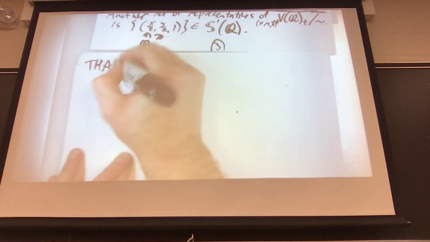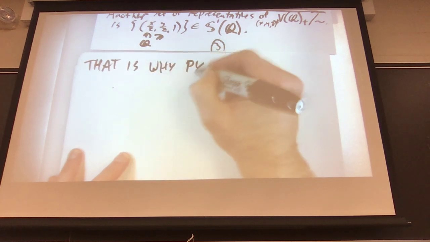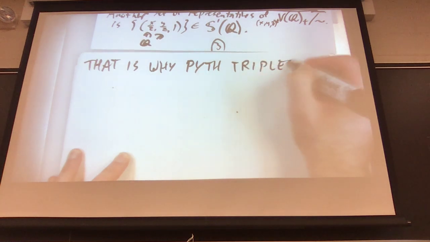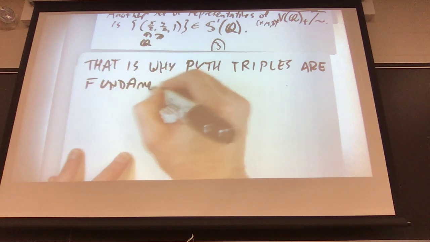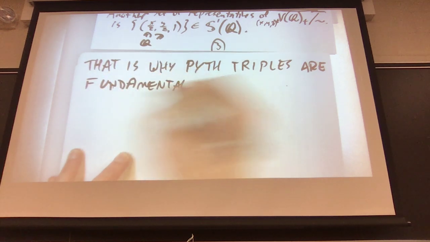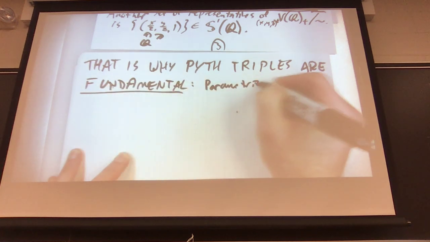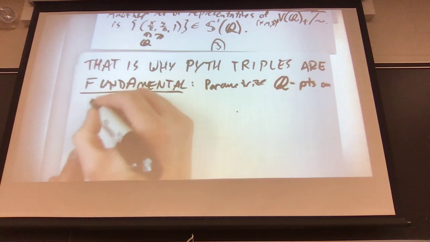That is why Pythagorean triples, by which I mean the integer ones, are fundamental. They parametrize rational points on the circle.